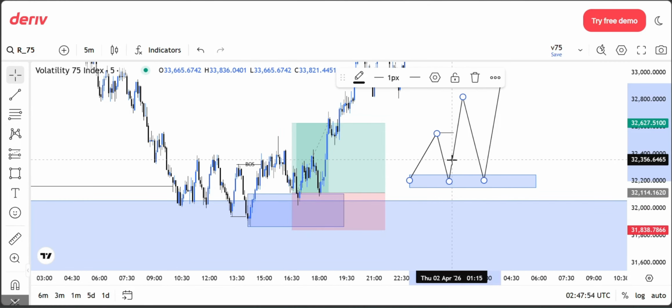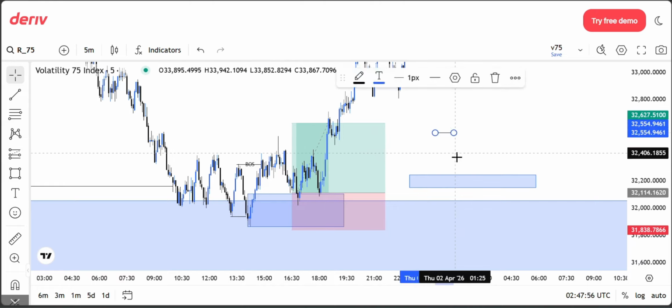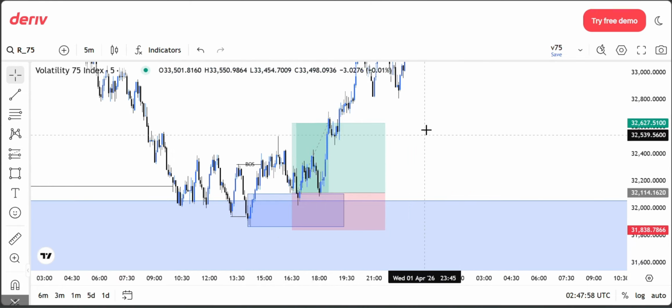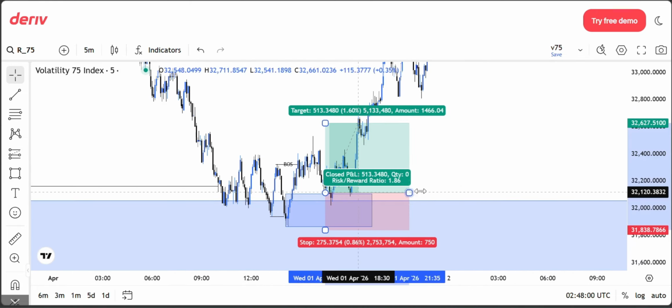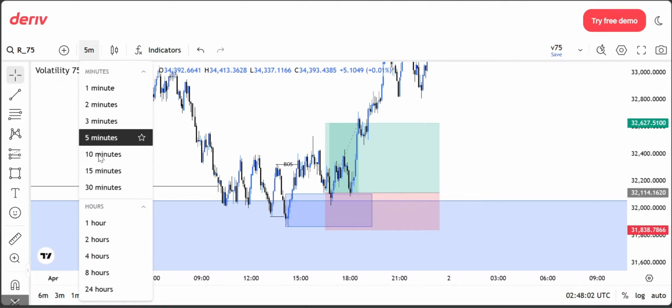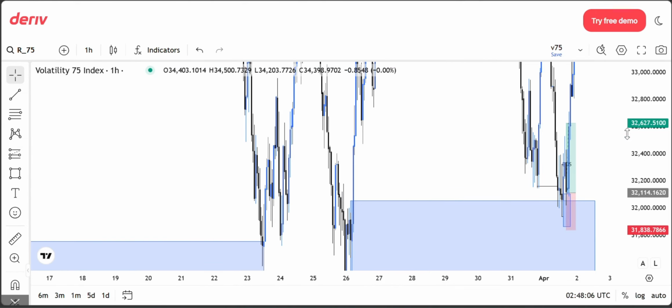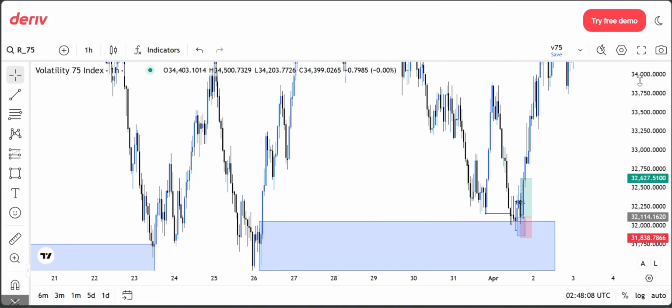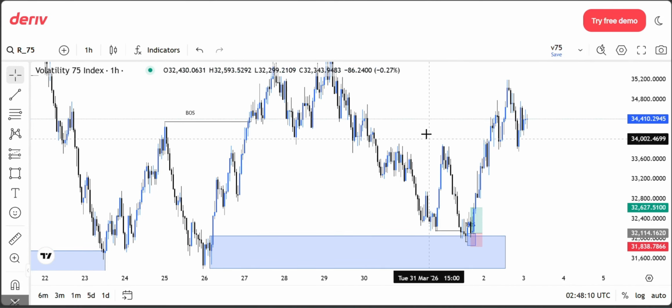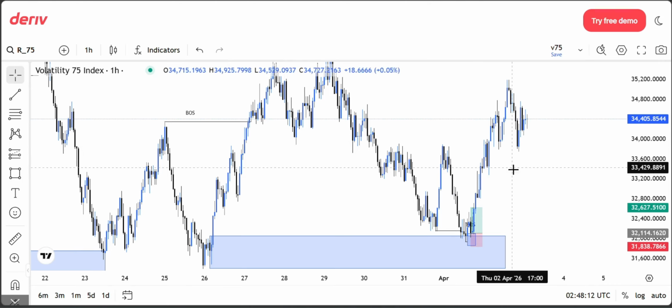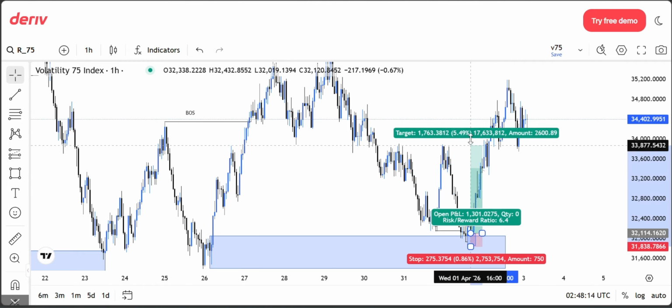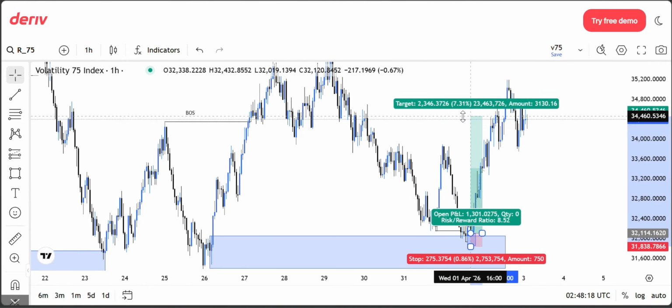Let me take this out. So our exits, let's go to our 1 hour time frame. So we targeted this previous swing high. Okay, this is targeting this previous swing high. We actually got out of the trade around here.